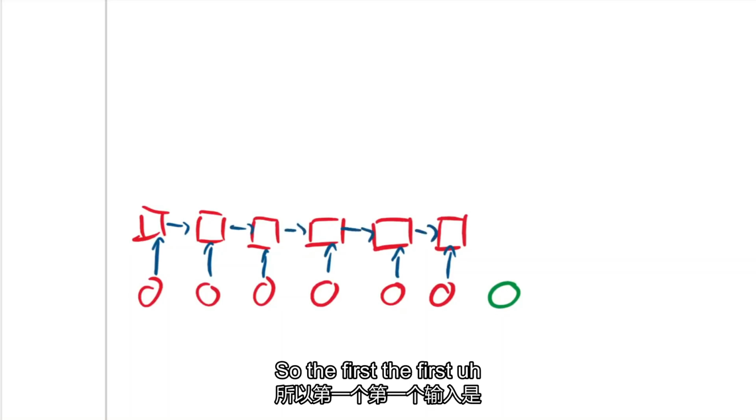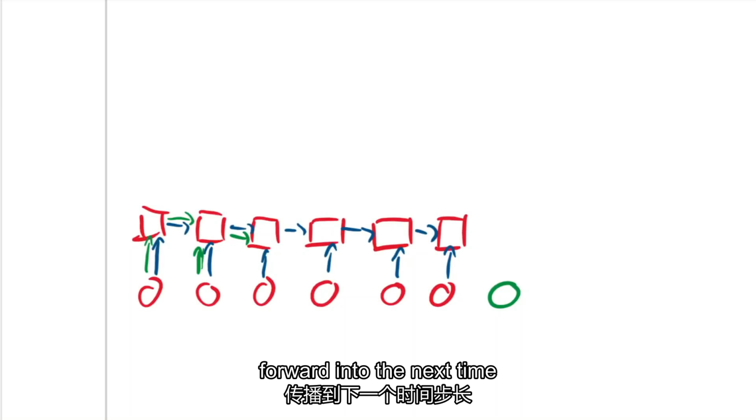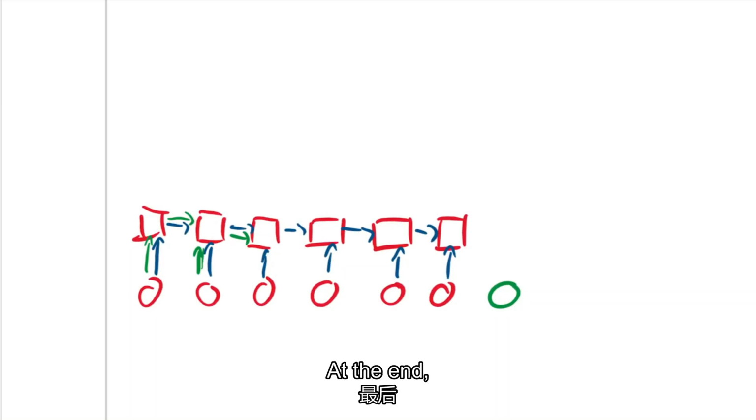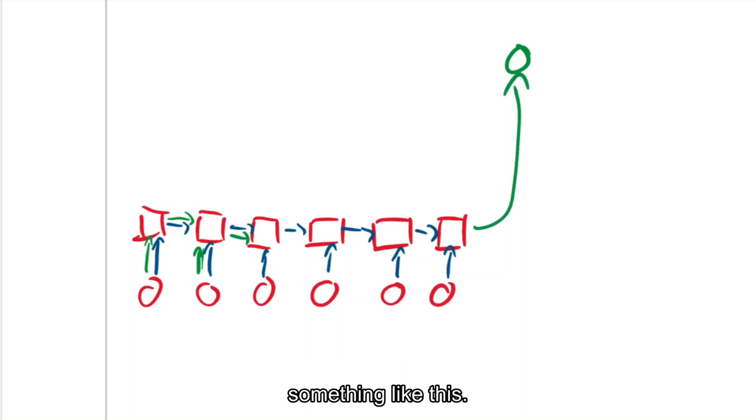So the first input is input here. Then it is forward propagated to the next time step, at which point the next input is consumed, and then it is merged with the previous hidden state, and that is propagated forward into the next time step, and so on. At the end, you take this representation and you output whatever the next label is. And I'm going to purposefully draw this up here to say the data flow is something like this.